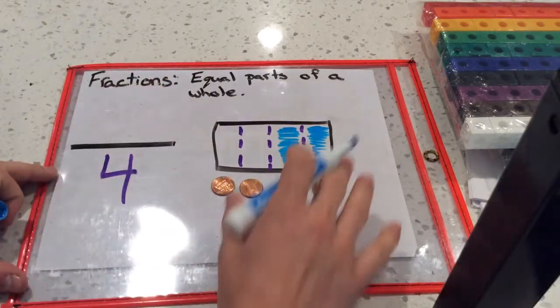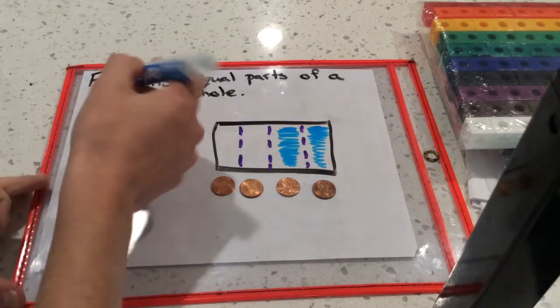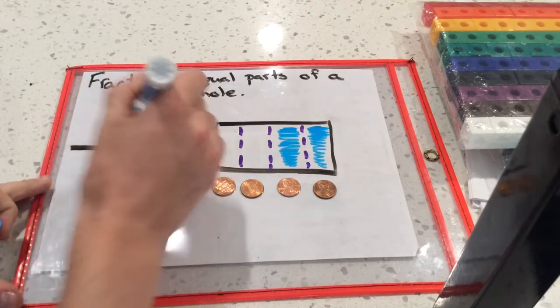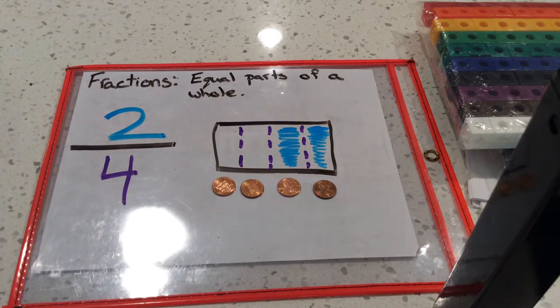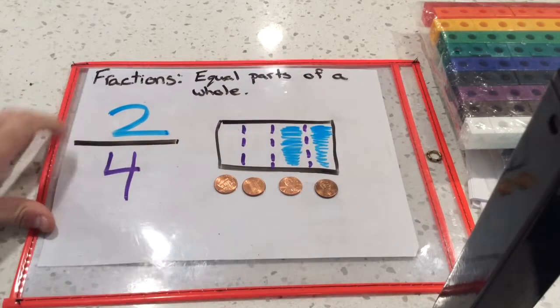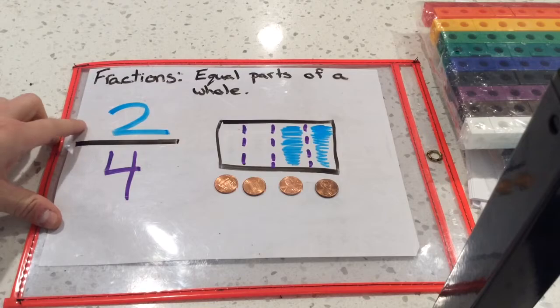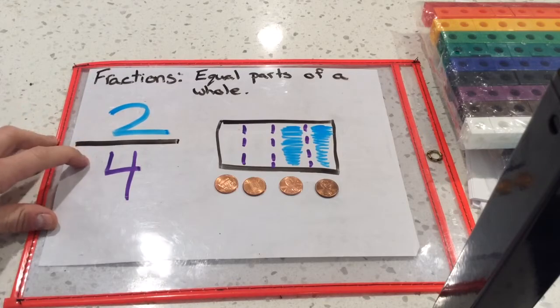So if I'm thinking about how many out of my whole, how many parts do I have or how many of them are shaded in this situation, I had 2 pennies that were heads up out of the 4 total. So I would represent this fraction by having a 2 in the numerator and a 4 in the denominator. So I would say that this fraction is 2/4.